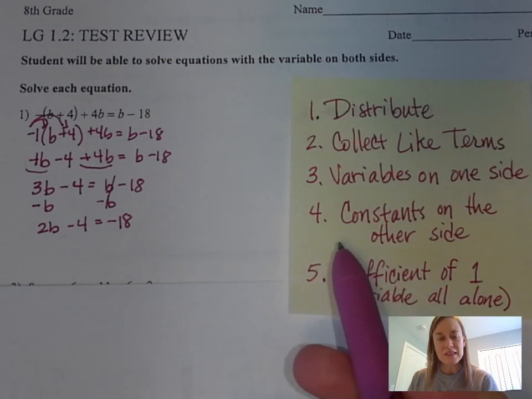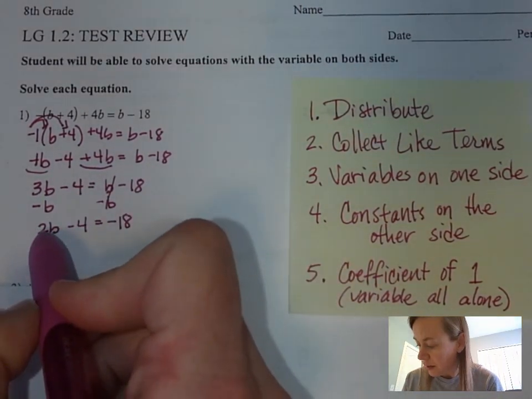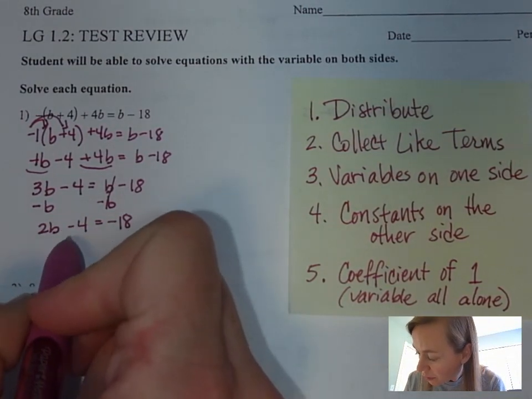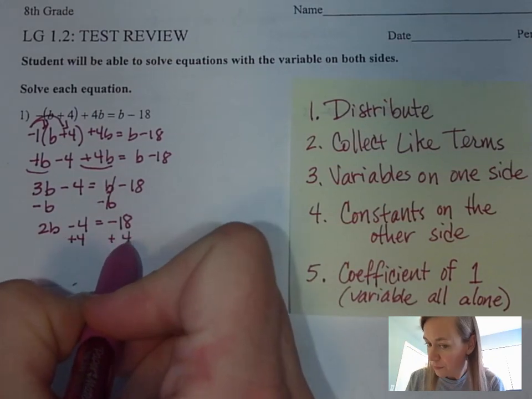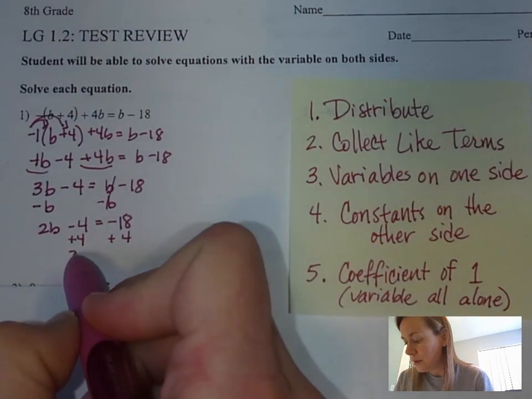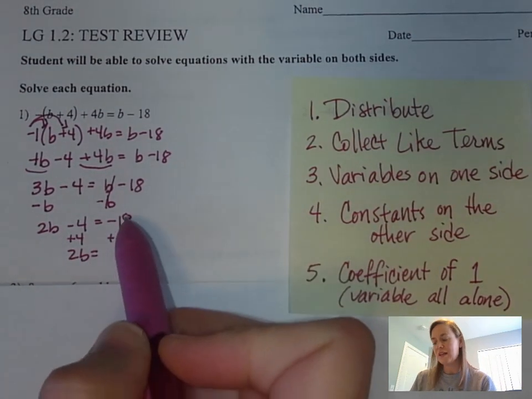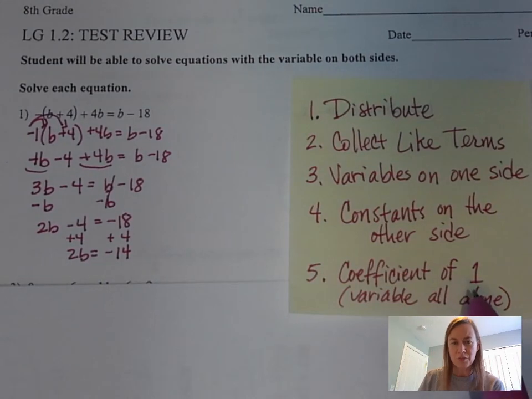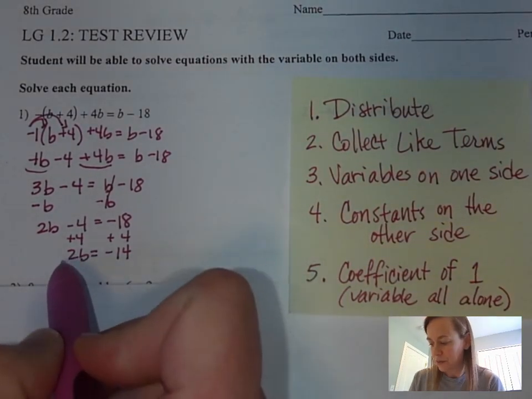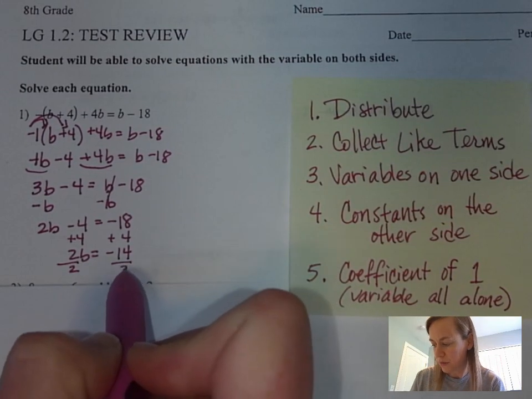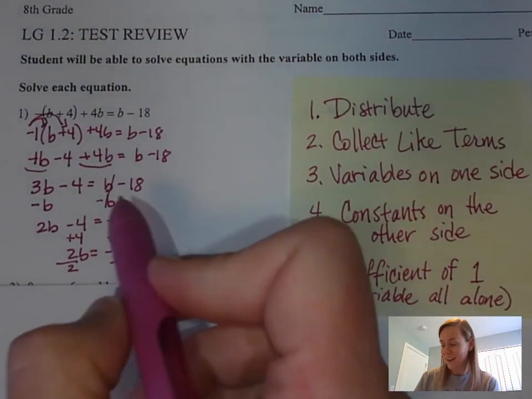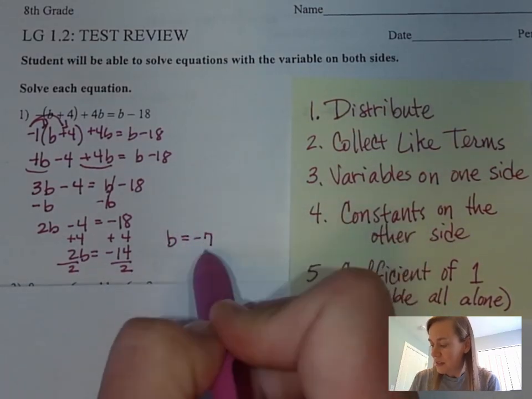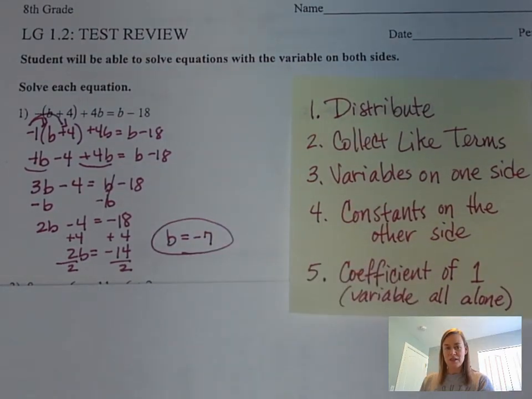Okay, as we said, step 4 was constants on the other side, so if the variables are over here, we want all the constants over here, so let's get rid of the 4. We're going to get rid of it by adding it. And so now we're going to have 2b equals, let's see, -18 plus 4 is -14. And then the last step, coefficient of 1, basically you want that variable by itself. So we're going to divide by 2 to get rid of that 2. We're going to divide on both sides, and then our final step is going to tell us that b is equal to -7. And there's your answer.